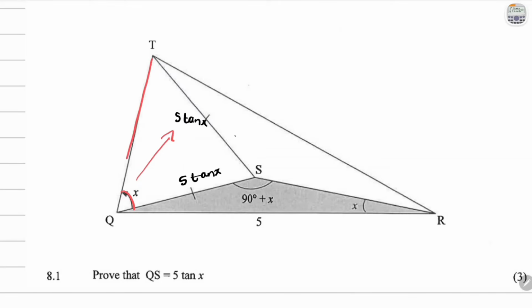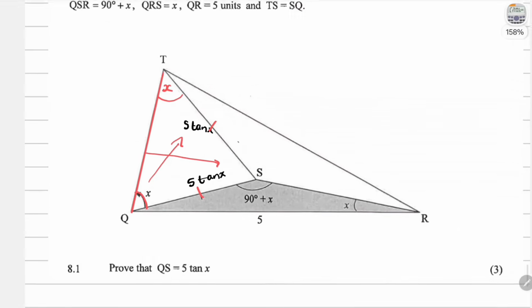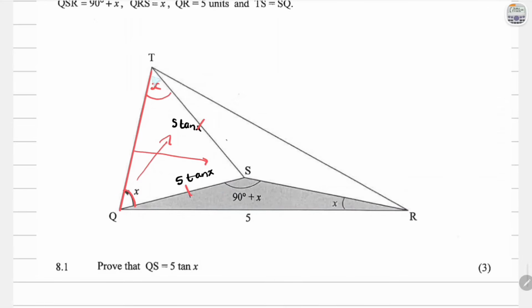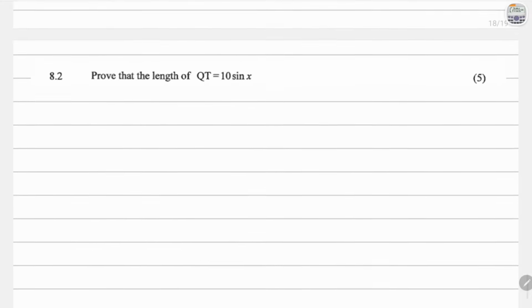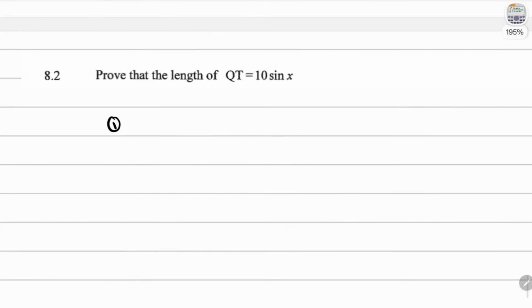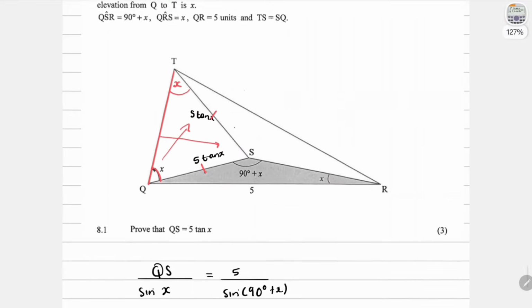Now to find QT, we simply need to find the angle opposite QT, which is this angle over here, QST. And we can find this since these two sides are equal. We have an isosceles triangle. So if this is equal to x, then this angle over here is also equal to x because of the isosceles triangle. So angle QTS is equal to x because we have an isosceles triangle.